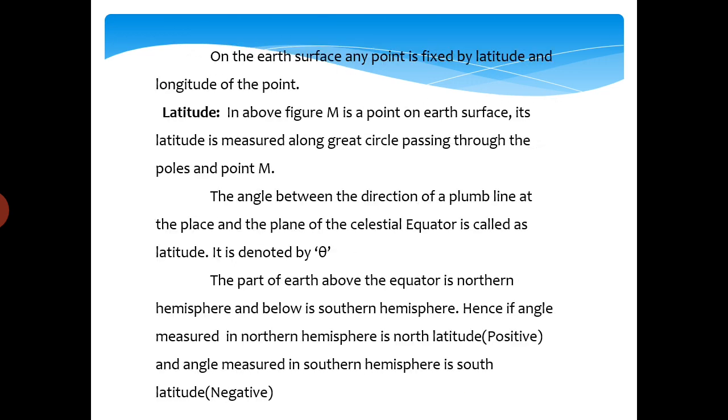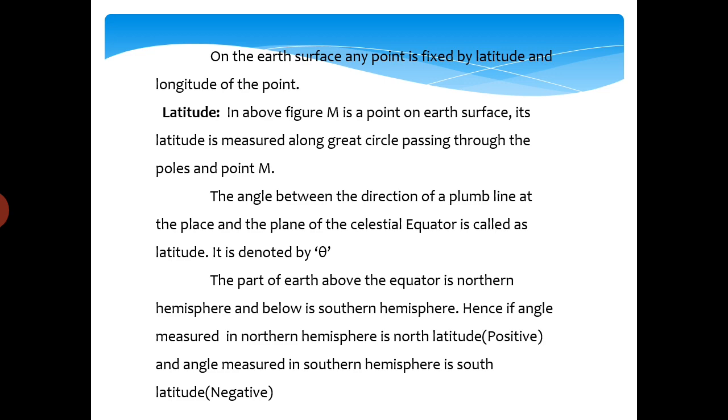In order to determine the latitude, it is measured from the equator along the meridian, or along the great circle passing through that point. Suppose we have to measure the latitude of point M, then you can take a great circle which is passing through zenith and nadir as well as point M. This is nothing but the meridian, and we take this angle starting from the equator towards point M along the great circle, or along the meridian.